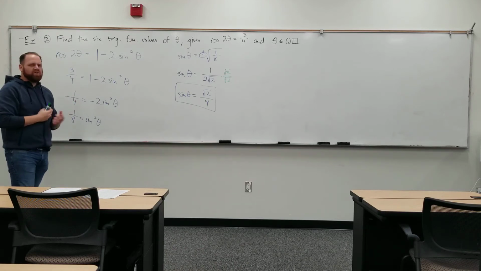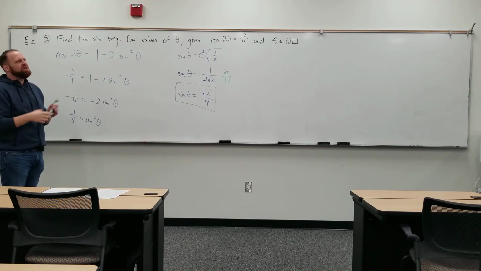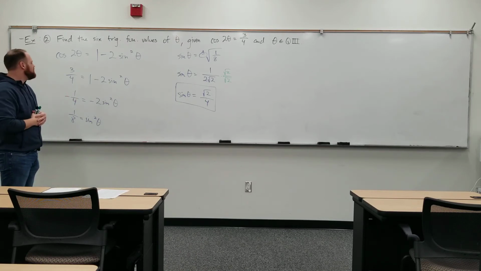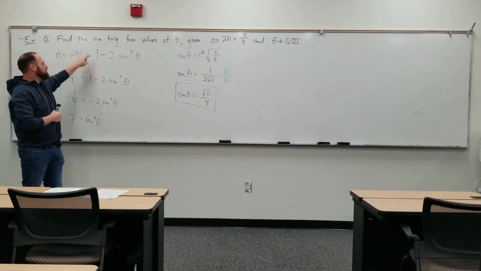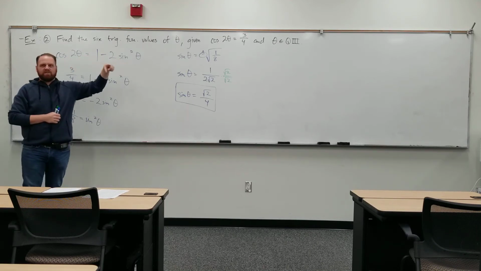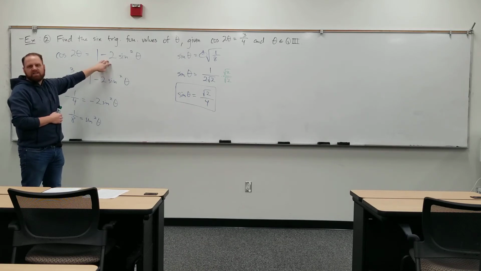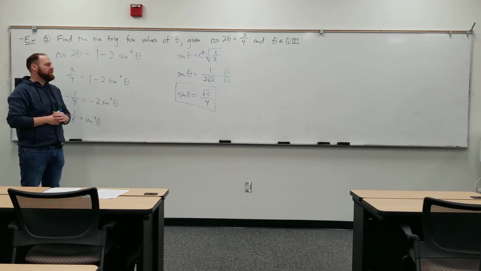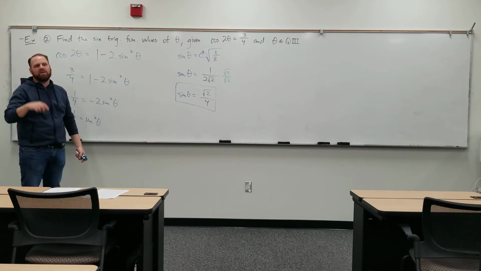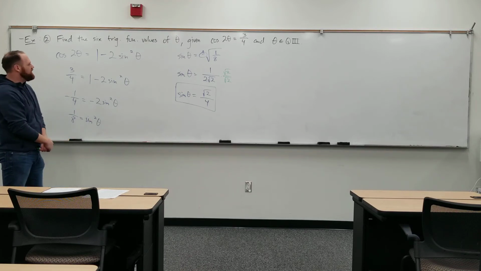We could figure out cosine theta the same way. And it might be just as easy to do it that way. What I'm saying is, we could do cosine 2 theta equals 2 cosine squared theta minus 1, and use that identity to solve for cosine theta. And then once we have sine theta and cosine theta, we can get tangent pretty easily. We can get all the reciprocals pretty easily. So I think that would be an easy way to do it.